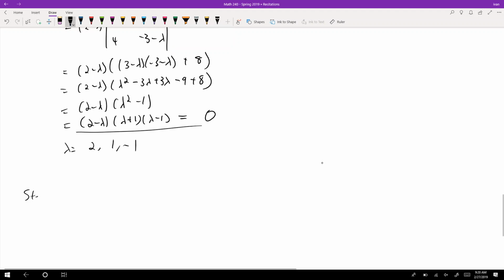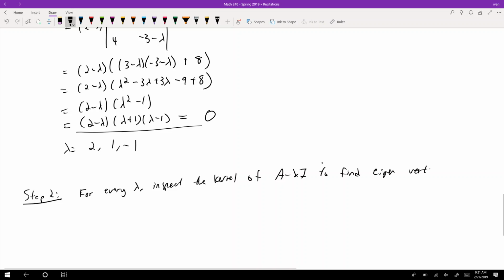Step 2, after you get the eigenvalues, is you want to inspect. For every lambda, inspect the kernel of A minus lambda I to find eigenvectors.